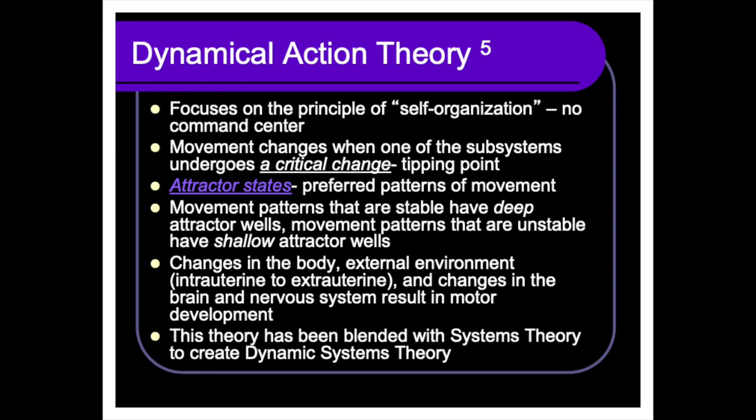Another tenet of this theory is that movement changes when one of the subsystems undergoes a critical change, that there's a tipping point. And again, this is similar to a mechanical system. So when an arm drops in a mechanical system, its job may be finished and the pattern of movement may change. And so there are these tipping points that indicate that a change is going to happen. And they're usually when one subsystem gets to a limit or is not anymore the best choice for the movement behavior that we're seeing.